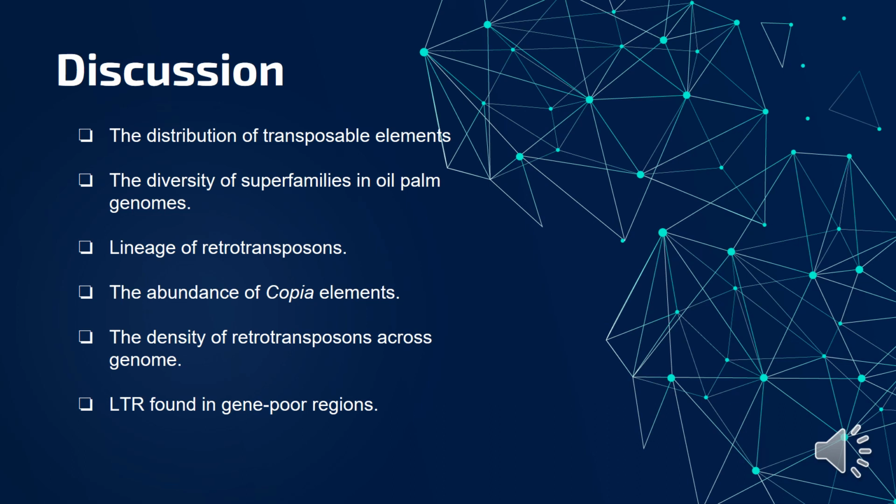Fifth point is the density of retrotransposon across the genome. The density across the genome shows that copia has preferential insertion whereas gypsy is randomly distributed. Lastly, LTR elements are concentrated in gene-poor regions, and LTR retrotransposon appears to be greater within small plant genomes.